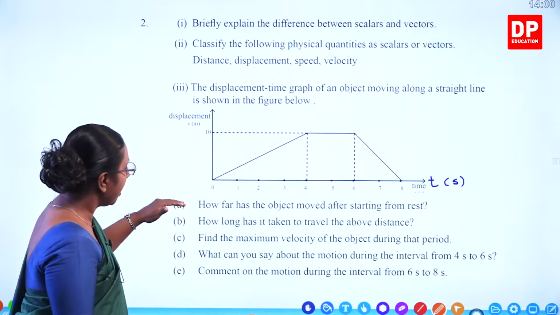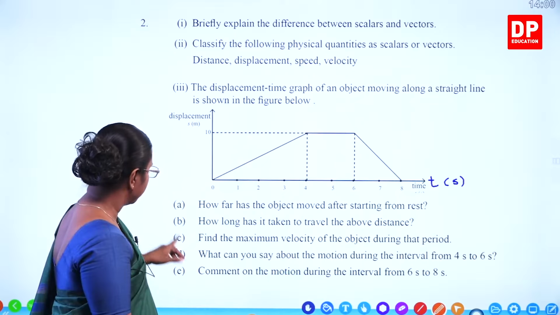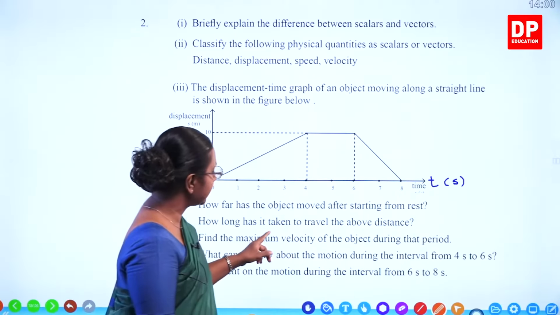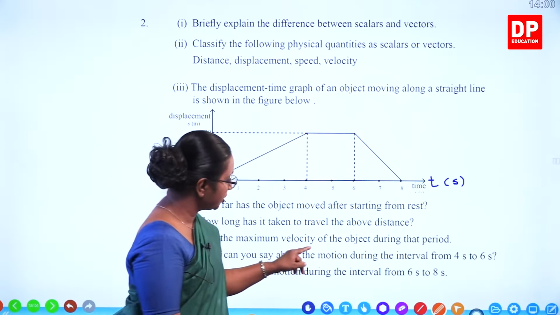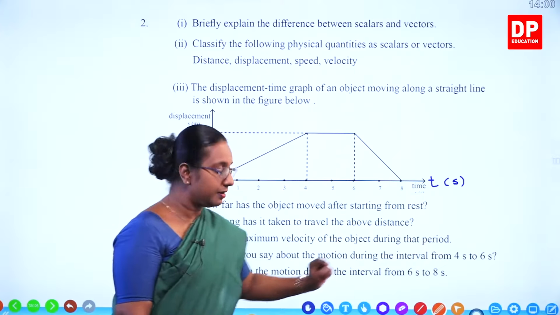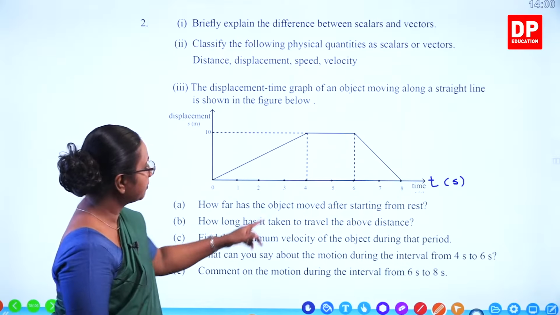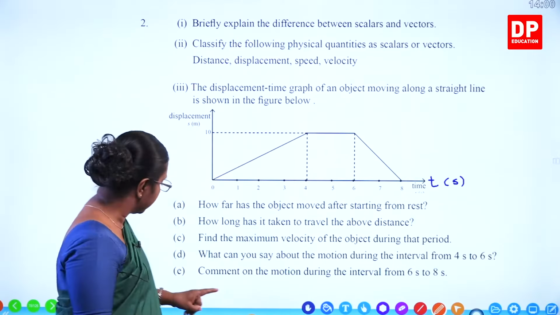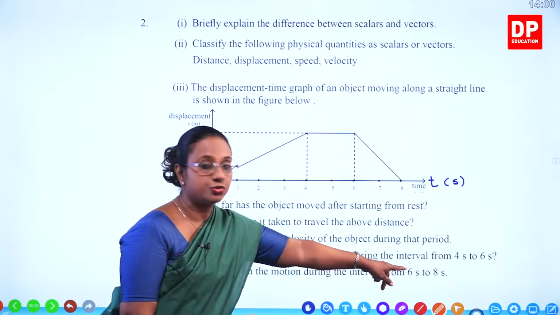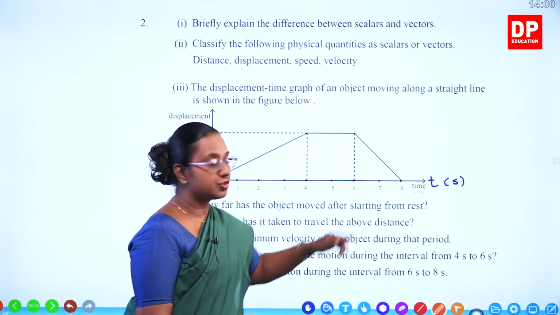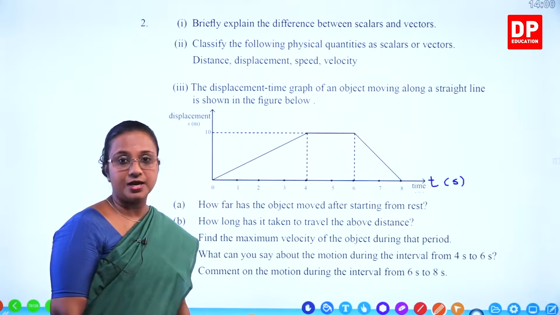And the questions are, how far has the object moved after starting from rest? Second one, how long has it taken to travel the above distance? Find the maximum velocity of the object during that period. What can you say about the motion during the interval from 4 to 6 seconds? Comment on the motion during the interval from 6 seconds to 8 seconds. So, we will answer the questions one by one now.